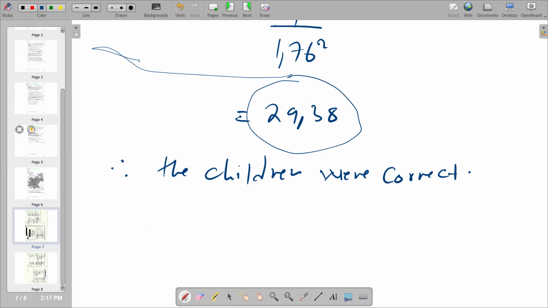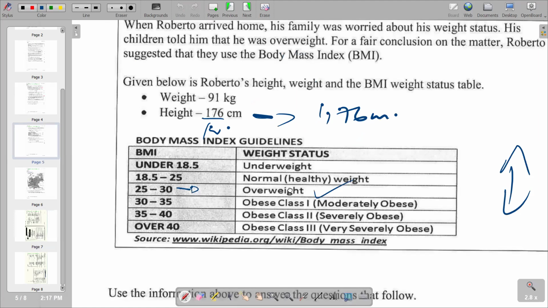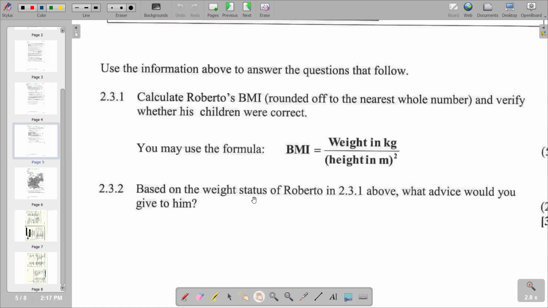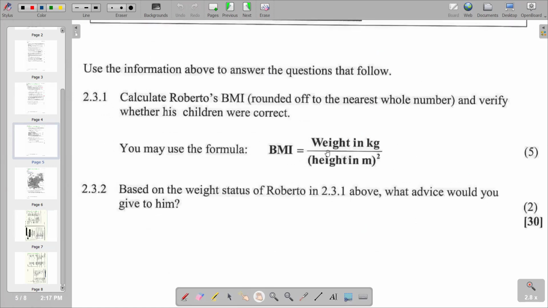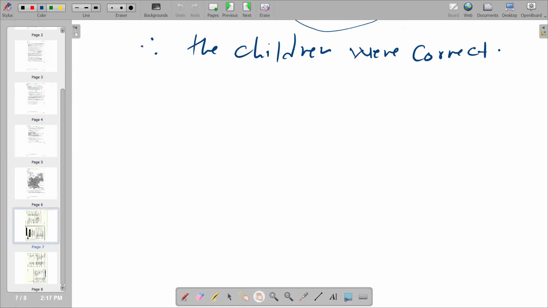So that's what we have on that part. We move on to the next part, which is 2.3.2. Based on the weight status of Roberto in 2.3.1 above, what advice would we give to him? So what advice can you give to a person who is overweight? That's the question. Obviously, advise the person to exercise or to change diet. So those are some of the advices that we can give.